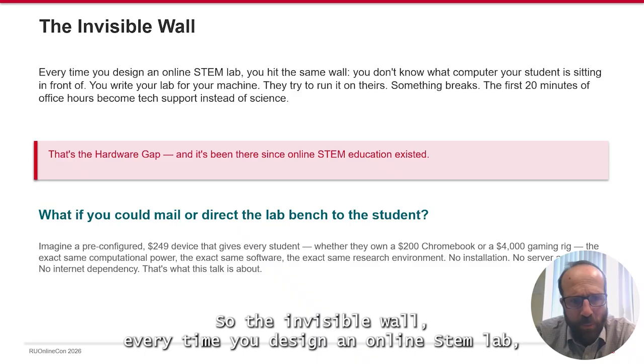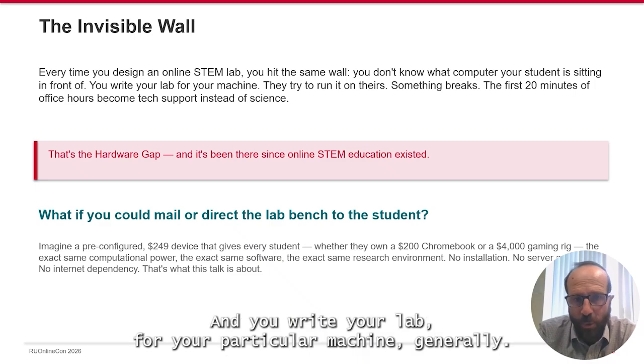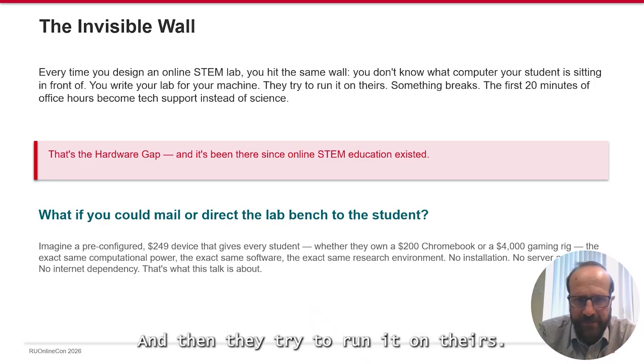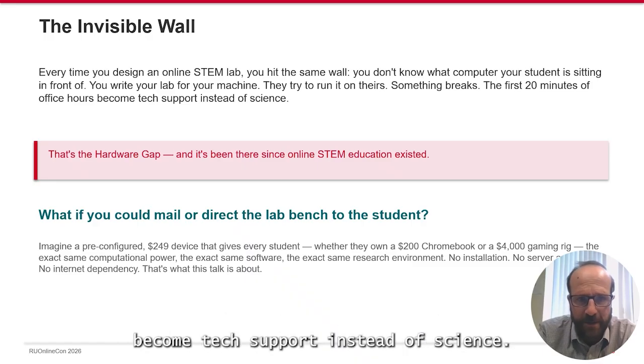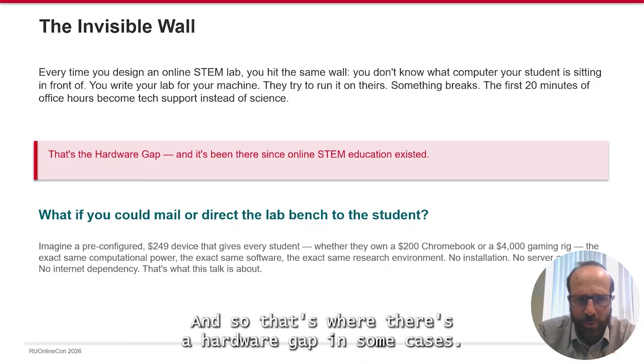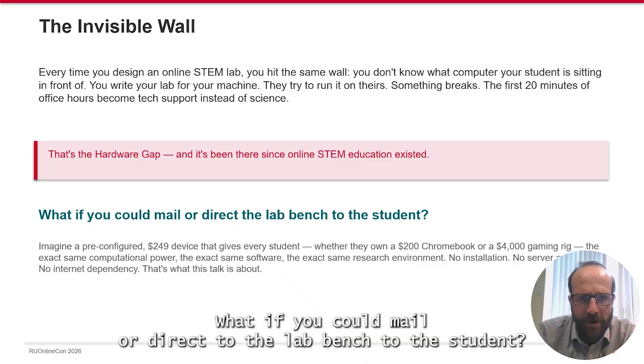So, the invisible wall. Every time you design an online STEM lab, you hit the same wall. You don't know what computer your student is sitting in front of, and you write your lab for your particular machine generally, and then they try to run it on theirs. And sometimes that breaks. The first 20 minutes of office hours often become tech support instead of science. So that's where there's a hardware gap in some cases, and that's been there since online STEM education has existed. What if you could mail the lab bench to the student?